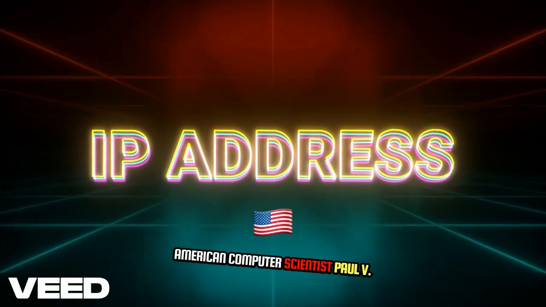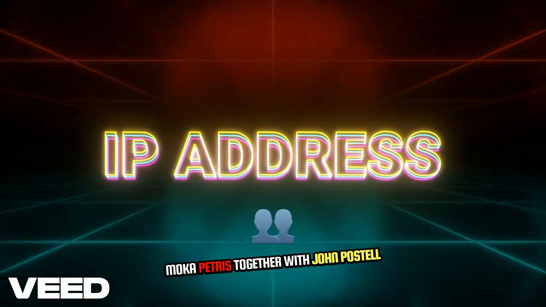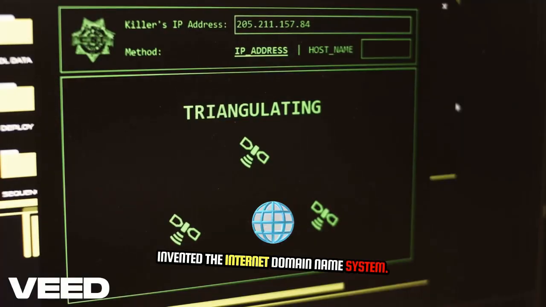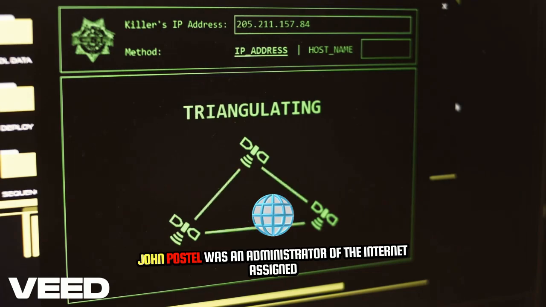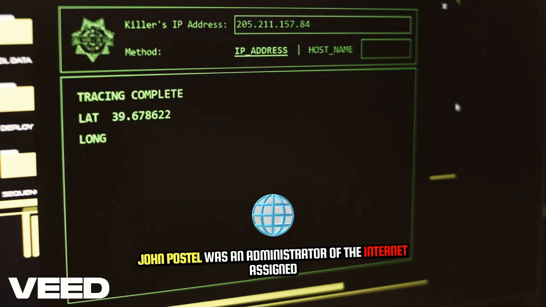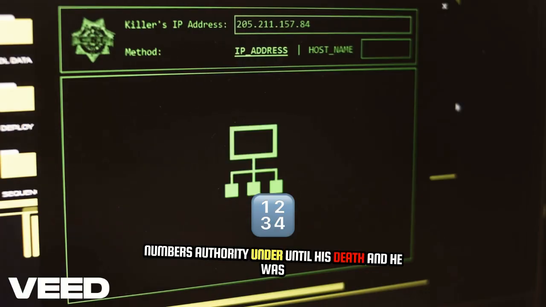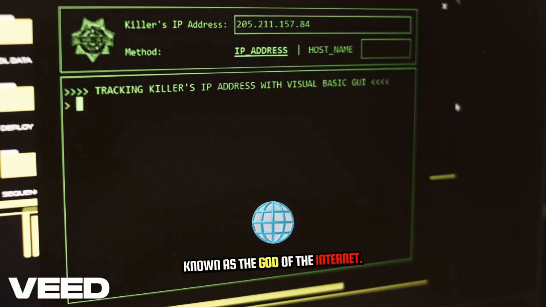American computer scientist Paul V. Mockapetris, together with John Postel, invented the Internet Domain Name System, DNS. John Postel was an administrator of the Internet Assigned Numbers Authority, IANA, until his death, and he was known as the God of the Internet.